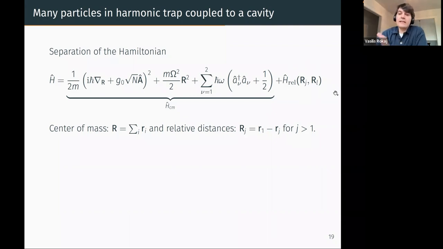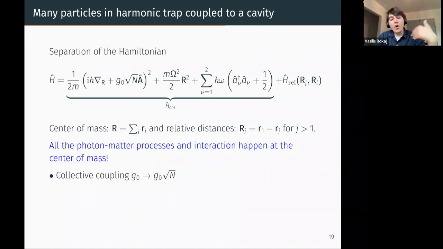The relative part contains all the relative degrees of freedom and the Coulombic part, but the center of mass is the one that contains the photon field. So what I'm telling you is that the center of mass separates from the relative coordinates, and at the same time, the photon field also separates from the relative coordinates. This means that all the photon-matter processes and interactions really happen between the photons and the center of mass. And so what you have essentially to solve here is two coupled harmonic oscillators.